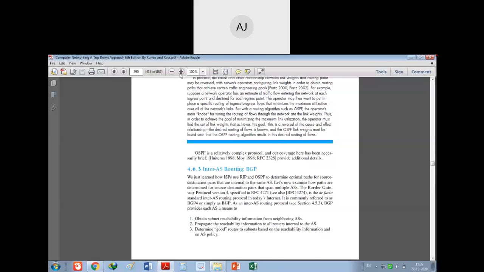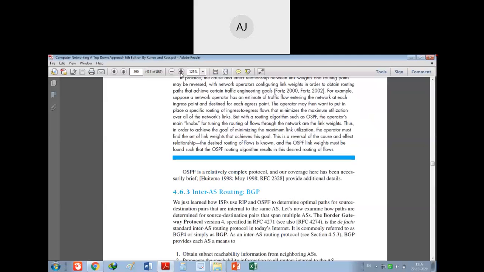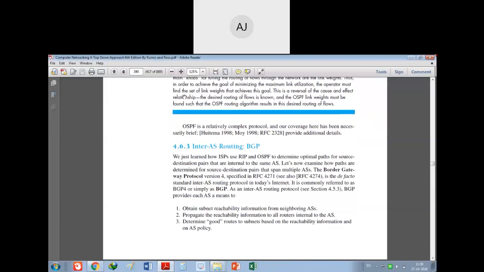Now let us see what exactly the inter-AS routing algorithm is. It's BGP, Border Gateway Protocol. So along with RIP and OSPF, BGP is an inter-autonomous system protocol. It is also known as BGP4, that is version 4, or sometimes just the BGP protocol. Some of the basic operations performed, or services provided, by BGP are these basic three things. If you understand these three, it will be easy for you to understand the next ones. It covers almost everything.